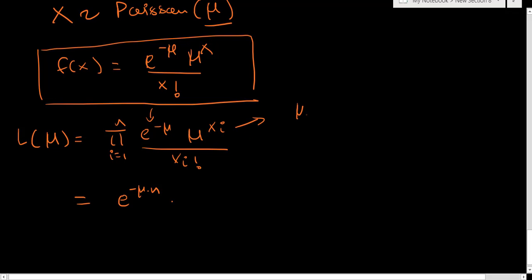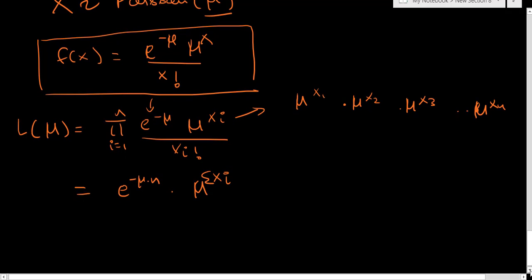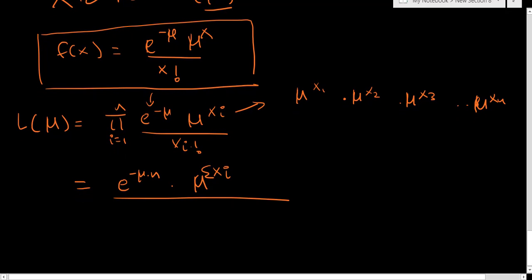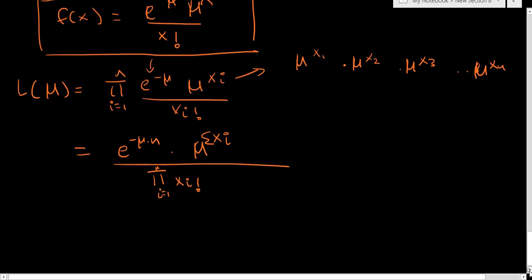So there would be mu to the power of x1 into mu to the power of x2 into mu to the power of x3, going up till mu to the power of xn. So their powers will just add up again, so mu to the power of sum of xi, where i is going from 1 to n. Obviously, you know that. And in the denominator I will have the product of i going from 1 to n of xi factorial.